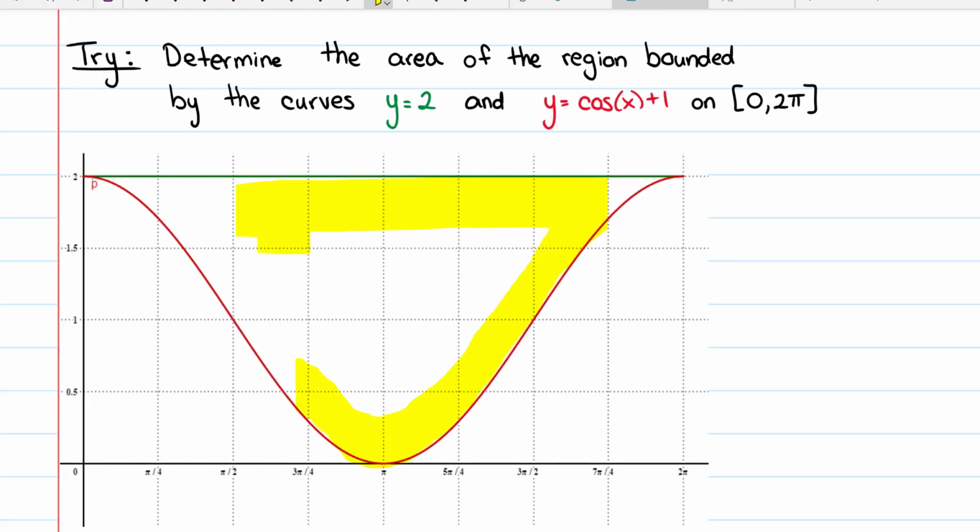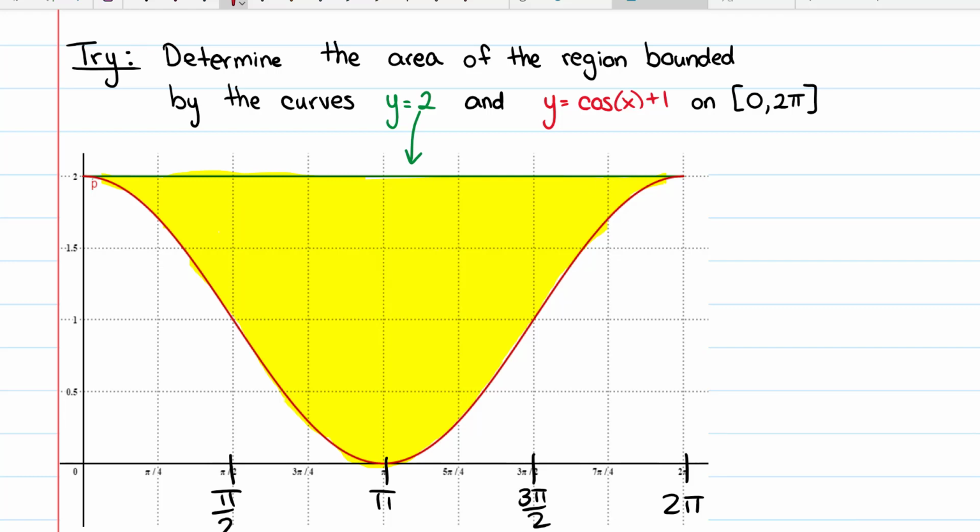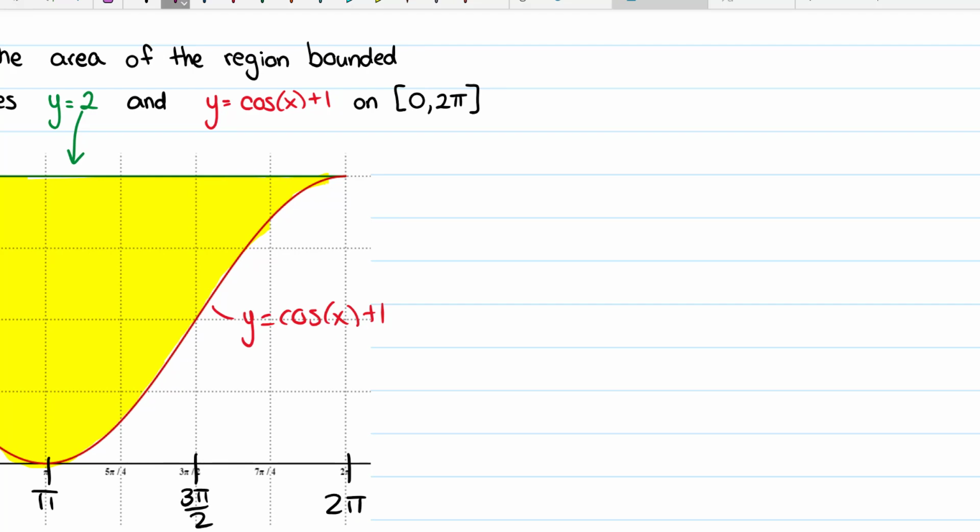So what I like to do is, like I said, I like to color it in. If you haven't noticed now from watching my videos, I'm a huge fan of color. I also want to point out some of the intervals. This is pi over 2, this is pi, this is 3 pi over 2, and this is 2 pi. My top function right here is y equals 2, and this function here is y equals cosine of x plus 1. So now all we have to do is write the integral. It's the integral from 0 to 2 pi. My top function is 2 minus the bottom function, which is cosine of x plus 1 dx.